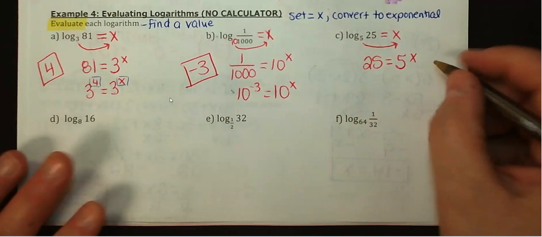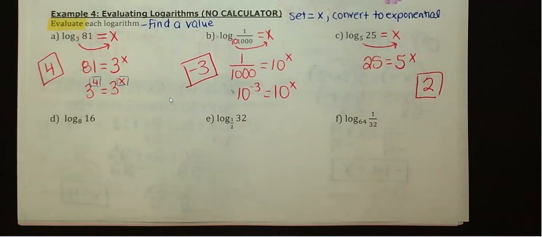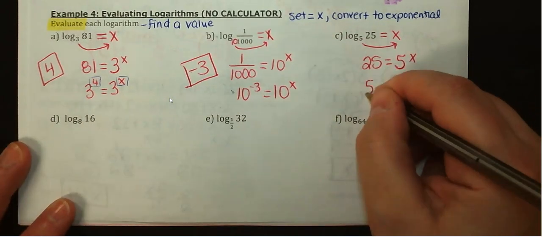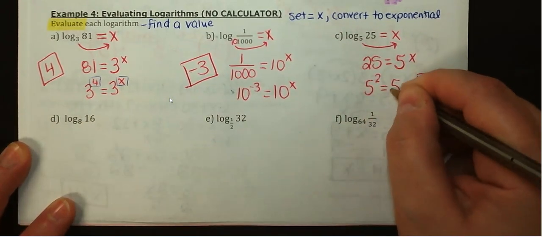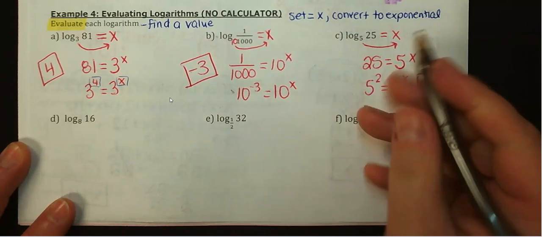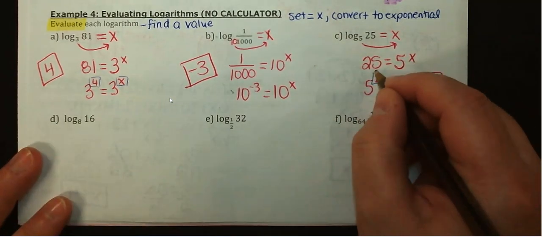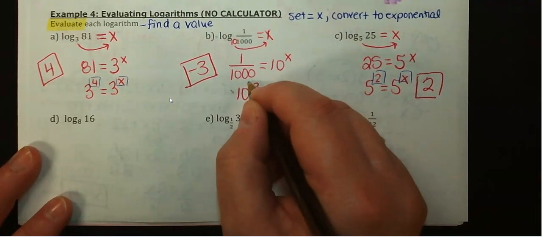2. You don't have to write out a bunch of steps. If you just know, okay, that's 5 squared, be done with it. But if this helps you, 25 is 5 squared, and if they have the same base, then those exponents I would just set equal.